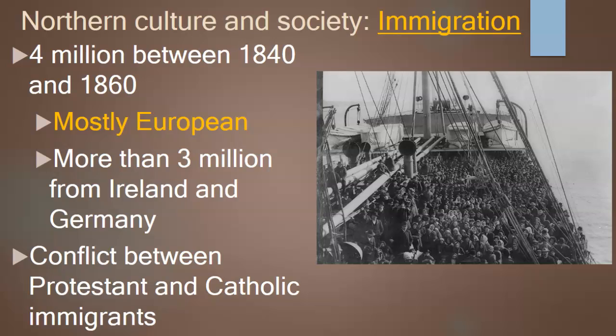Between 1840 and 1860, so in just 20 years, 4 million immigrants moved to the United States. Most of these people are from Europe, and 3 million of that 4 million are from either Ireland or Germany. And if you look really carefully at this picture, you can see just how many people are crammed onto this boat.